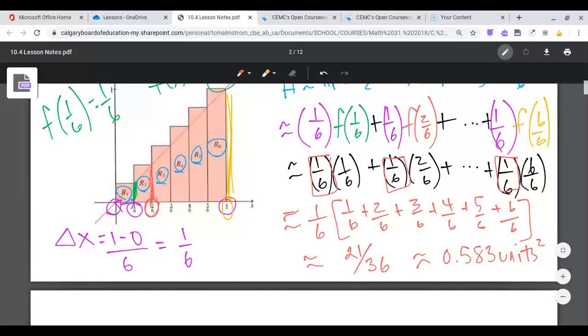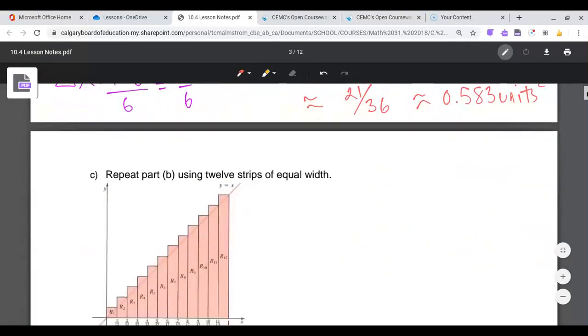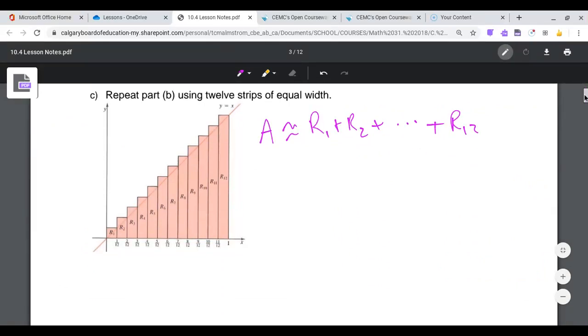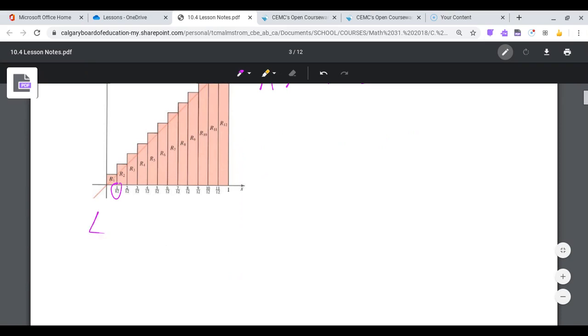What happens if we make it 12 strips of equal width? Okay, so now we have to find our area by adding up the areas of those 12 rectangles. So the width this time, hopefully you see, is 1/12. Okay, so the change in x is 1 minus 0 on the number of rectangles. And the reason why I have 1 is the right boundary is 1 and the left boundary is 0. And then divide by the number of rectangles, 1/12.